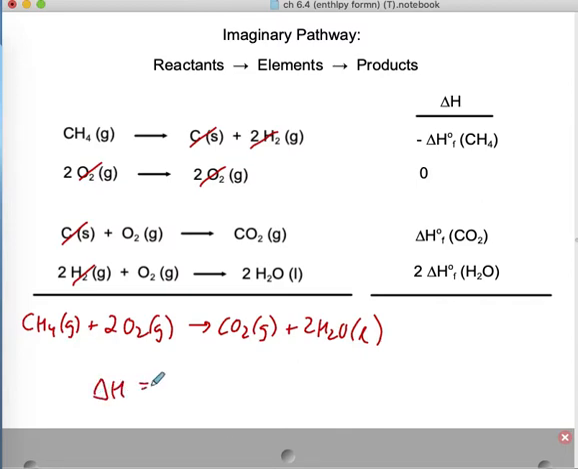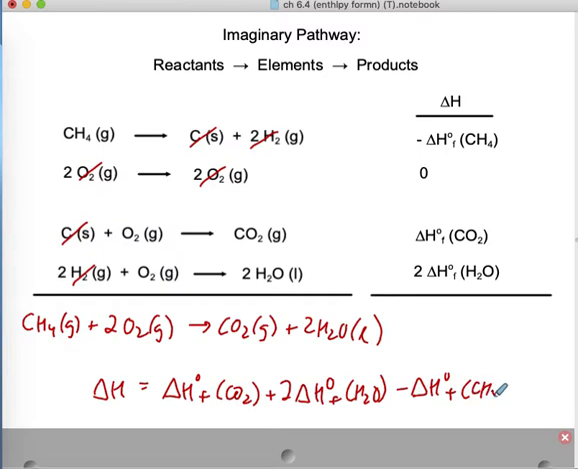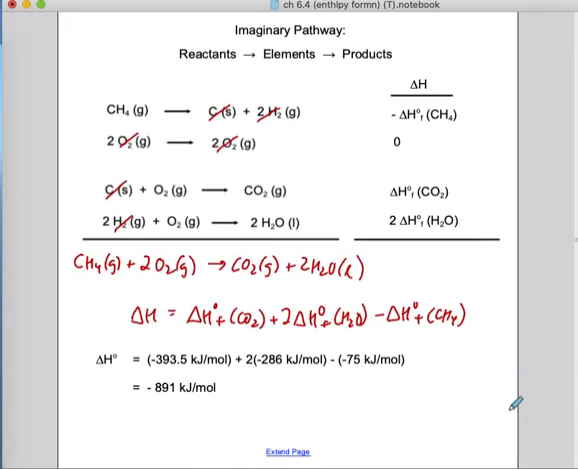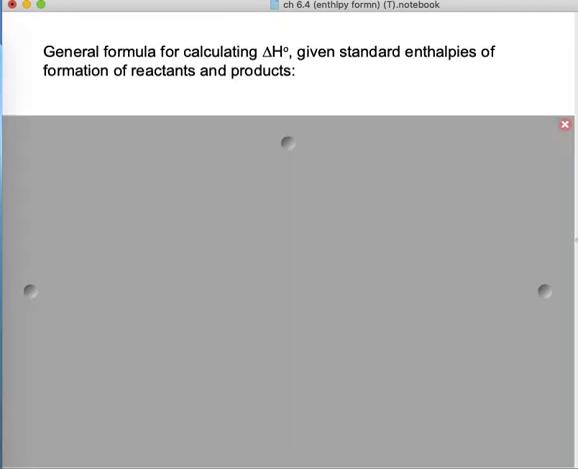Delta H equals the standard enthalpy of formation of carbon dioxide plus 2 times the standard enthalpy of formation of liquid water minus the standard enthalpy of formation of methane gas. Okay? You may have noticed in the back of your book, these are tabulated, and if I look them up, I get these values. Negative 393.5, negative 286.4, and that gives me an overall enthalpy change of negative 891 kilojoules per mole. Okay? So let's do some examples.